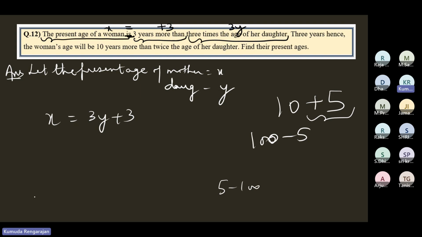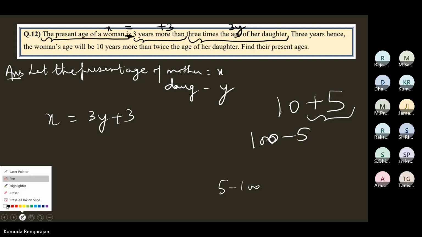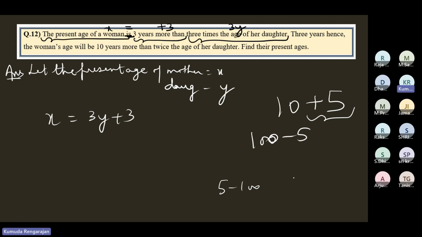Similarly, 3 years more than something, that something should come first. 3 years more than what? 3y. So 3y plus 3 it is. It's not 3 plus 3y. You will get the same answer, but it's wrong to write 3 plus 3y. 3y plus 3 means 3 more than 3y. That's the difference. So x minus 3y is equal to 3 is the first equation.